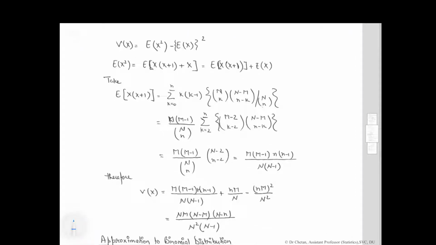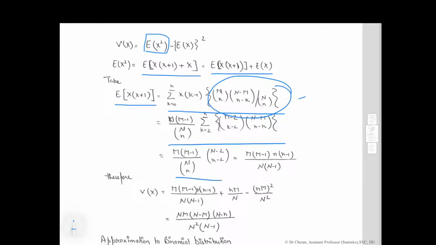Now for calculating the variance, we need the value of the expected value of X square, or we can write the expected value of X square like this, which is equal to this quantity. Now according to the definition, the expected value of this can be written like this. This is the P of X. Again, like the previous case, we can write like this, all equal to this. After solving, we will get this, which is the expected value of X into X plus 1.